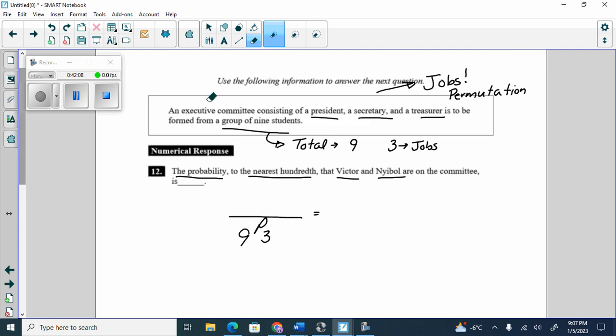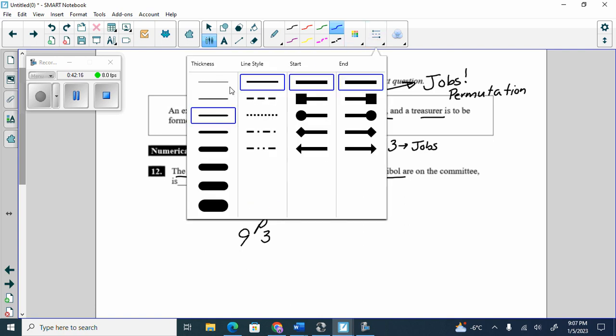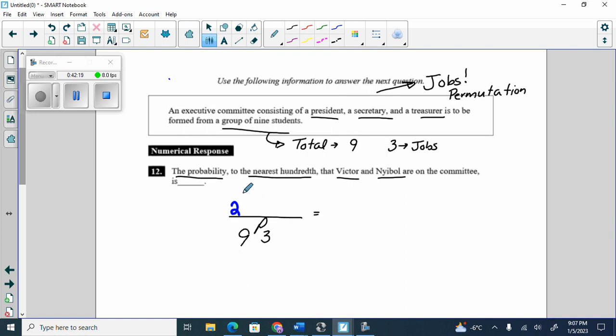I need to pick Victor and Niabal first. So we're going to go to aggressively thick marker. 2P2. That's picking Victor and Niabal. And then we still have to pick 1 more. But from how many? Well, if there was 9 total, there's now 7. So we choose from 7. So these 2 have to be picked for those 2 jobs. 2P2 times 7P1, which is 0.03.